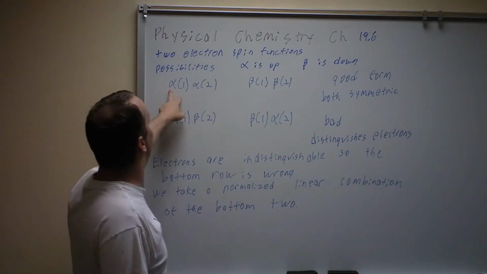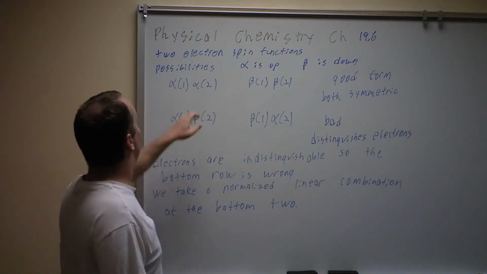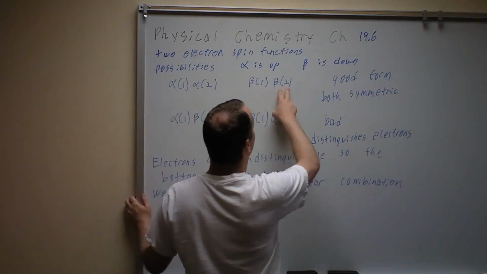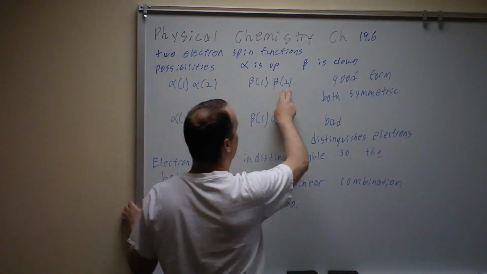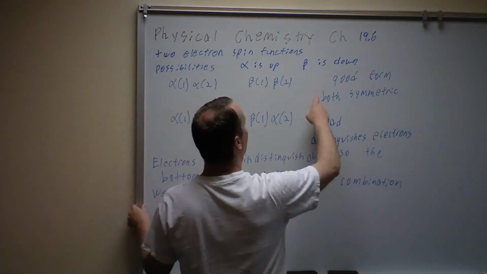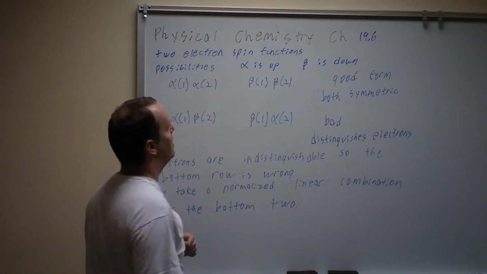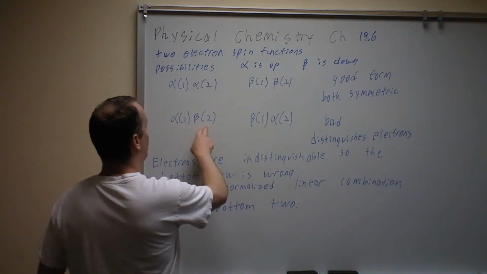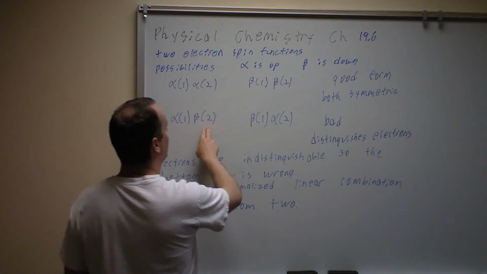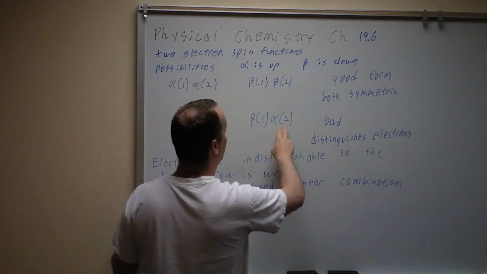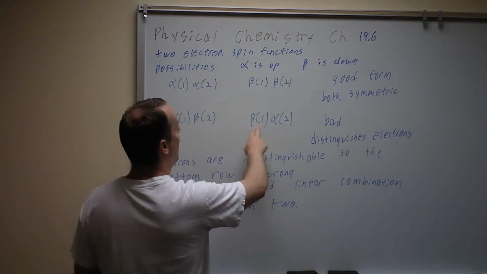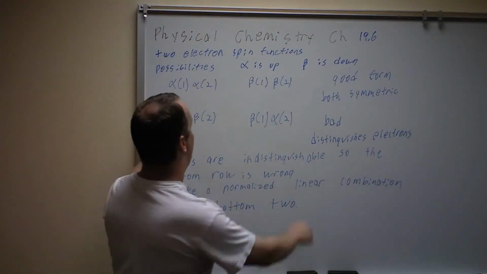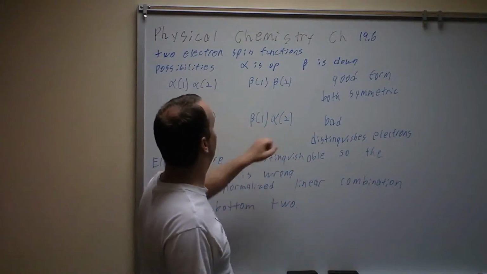So it's possible that we have alpha 1, alpha 2, which means that electron 1 is up and electron 2 is up. Or we have beta 1, beta 2, which means electron 1 is down and electron 2 is down. Now this is good form, and both of these are symmetric, meaning the electrons go the same way. Now, here we also have alpha 1, beta 2, which means electron 1 is up, and electron 2 is down. And we have beta 1 and alpha 2, which means electron 1 is down, and electron 2 is up. This does not work, because it distinguishes the electrons.